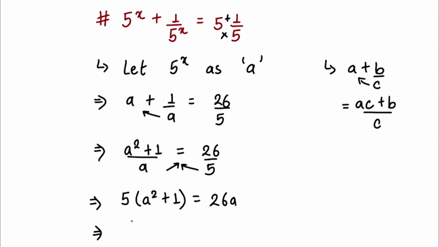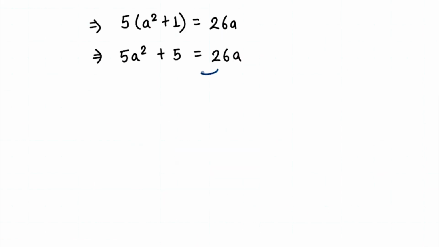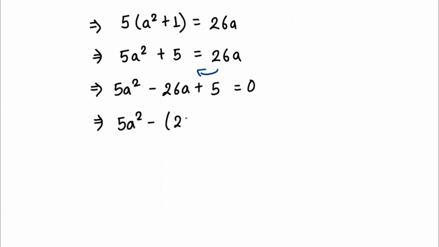Now let's just multiply with this 5. So we get 5a square plus 5 ones are 5 equals to 26a. Now we move this 26a over there, and then we have 5a square minus 26a plus 5 is equal to 0. And then we are just going to solve this by factorization method. Okay, so we have 5a square minus 25 plus 1 is 26, right? Plus 5 equals to 0.